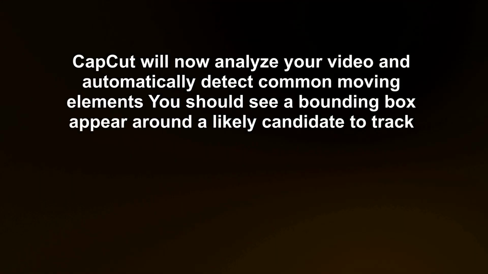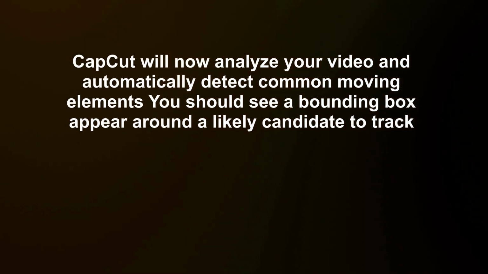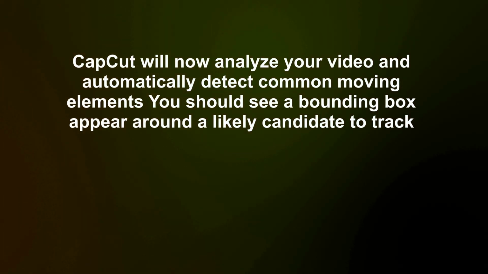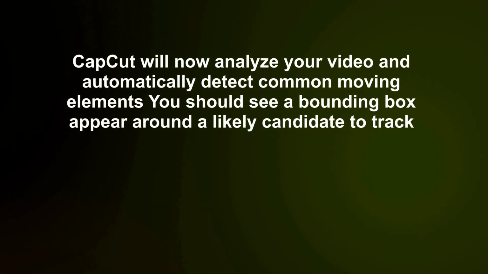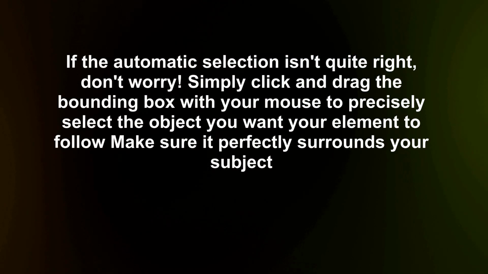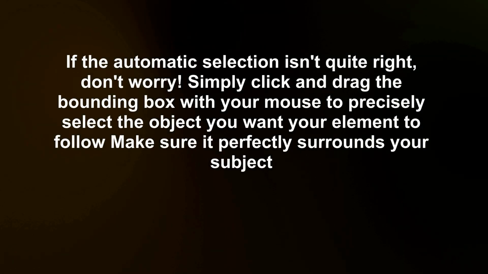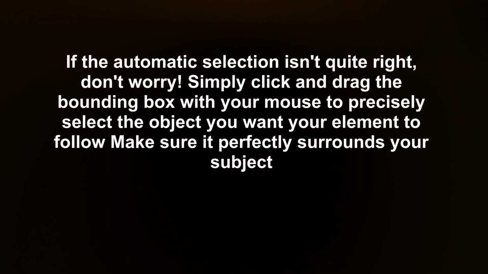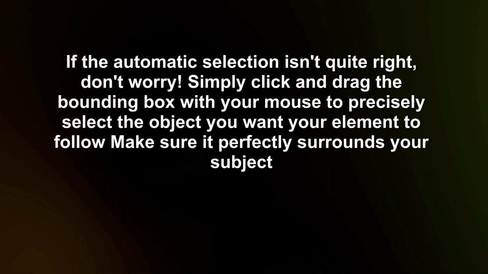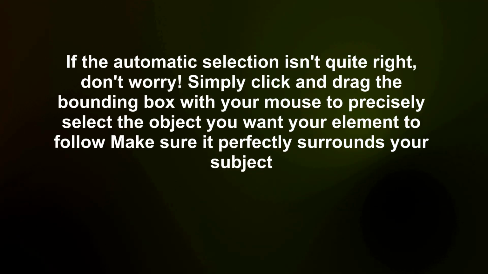CapCut will now analyze your video and automatically detect common moving elements. You should see a bounding box appear around a likely candidate to track. If the automatic selection isn't quite right, don't worry. Simply click and drag the bounding box with your mouse to precisely select the object you want your element to follow. Make sure it perfectly surrounds your subject.